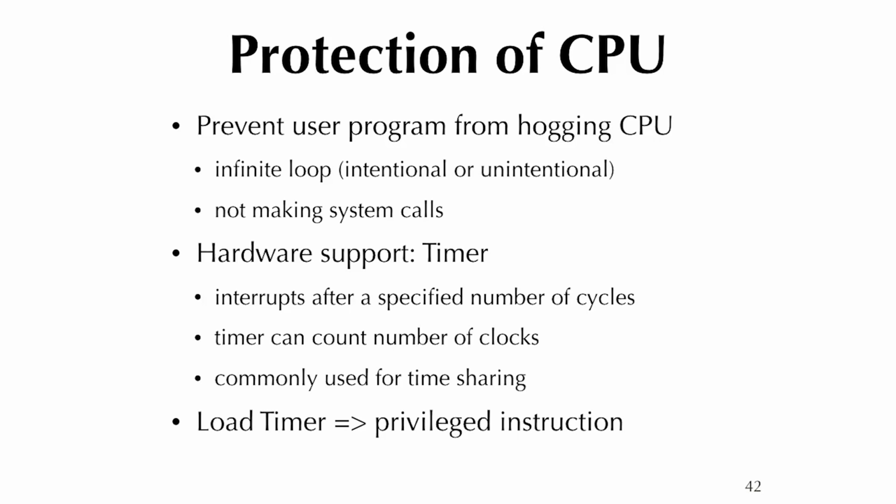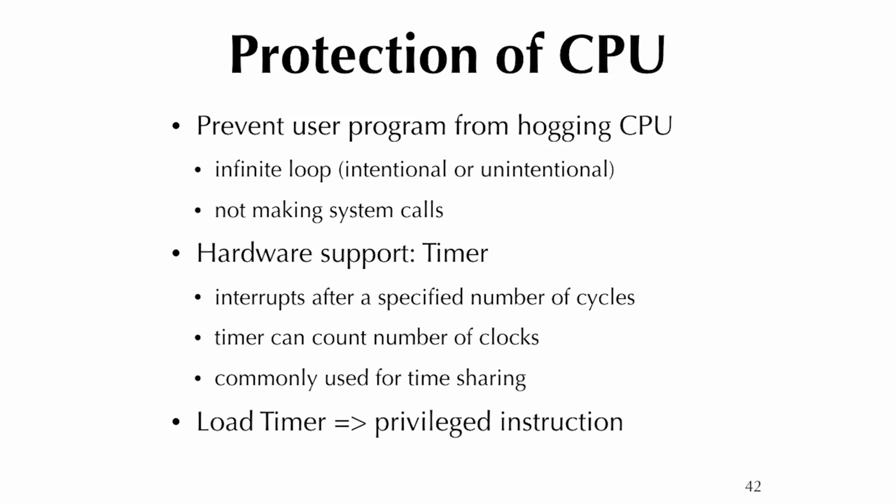A count up timer, usually upon rollover, from FFFF to all zeros, is when it can generate one interrupt, right? Because that's a carry bit out, simple. Or some can do a countdown timer, so decrement until it hits 0, that's when it generates one. Doesn't really matter. And this is commonly used for time sharing, okay?